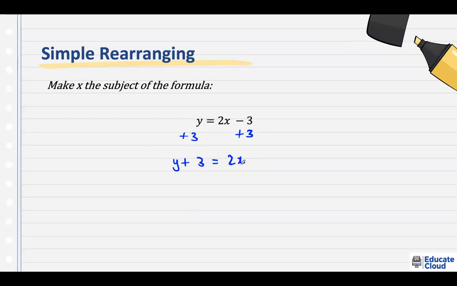Okay, now we still have the 2 times the x. So the x isn't by itself completely because it's times by 2. And so we're going to divide the x by 2 to get rid of that 2. And so now we've got the x by itself. So y plus 3 over 2 equals 2x over 2, which just becomes x because 2 divided by 2 is just 1. So we've made x the subject of the formula. So we can write it as x equals y plus 3 all over 2.